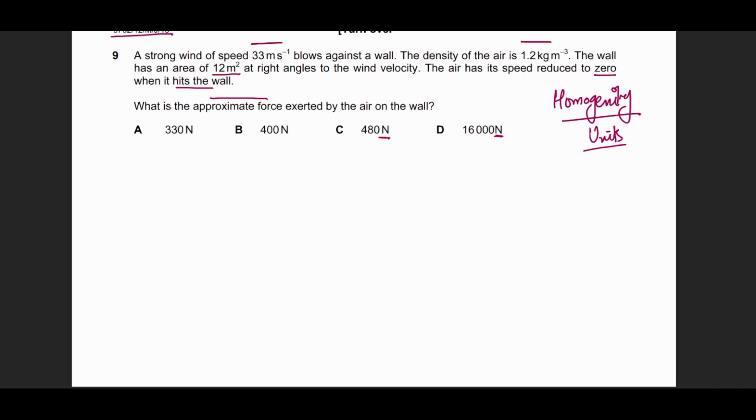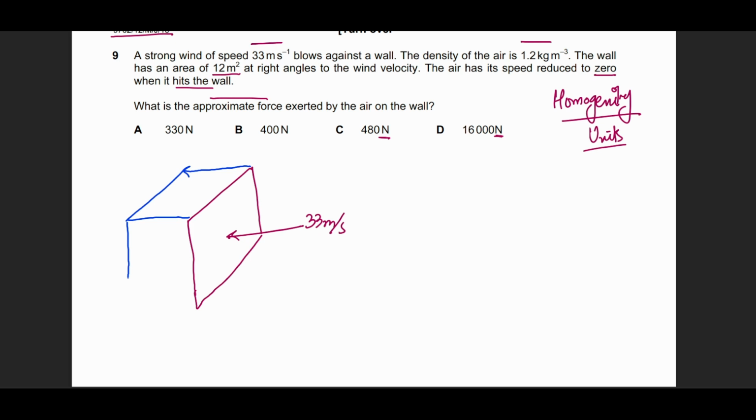Okay, so let's visualize what's happening with the wall. So this is the wall, for example, and it is experiencing air with a speed of 33 meters per second. Notice this 33 meters in 1 second. It means that in 1 second, it would have moved a distance of 33 meters if I had allowed it to move, right? So this will be used to find the volume of air that is actually experienced by this surface of the wall.